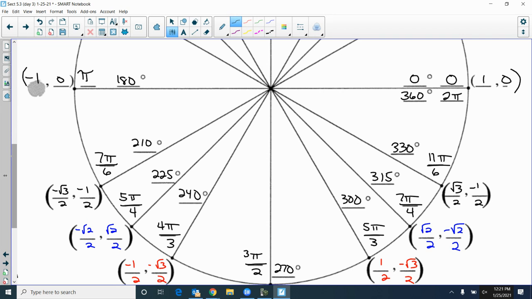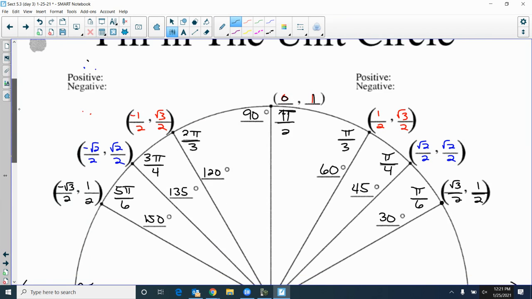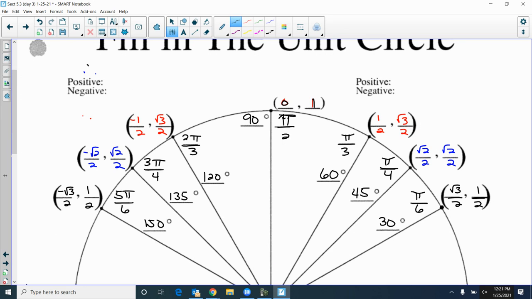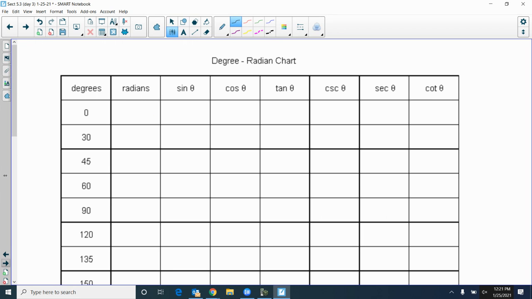Now you're going to need this in front of you. Keep this in front of you. We'll talk about the positives and negatives here in a minute. And then get this chart out. So have the unit circle in front of you. Have the chart in front of you. Have them both.